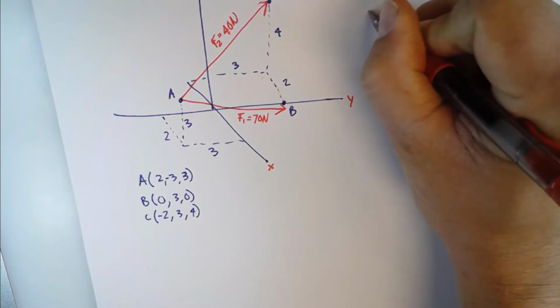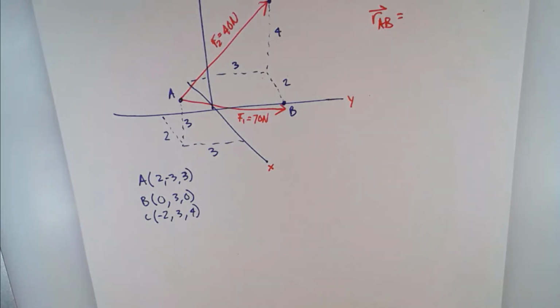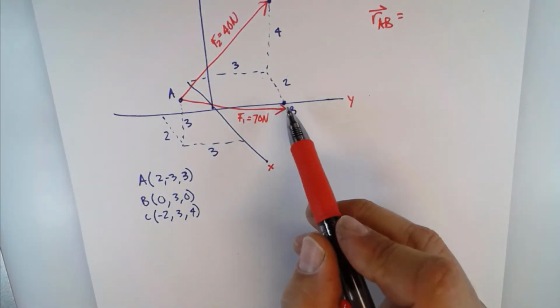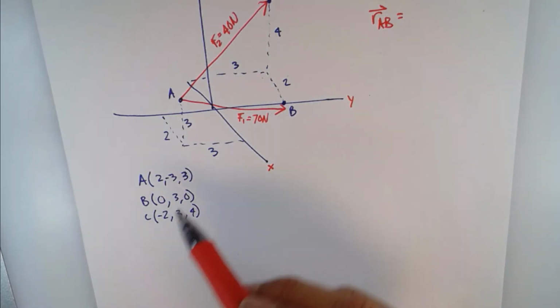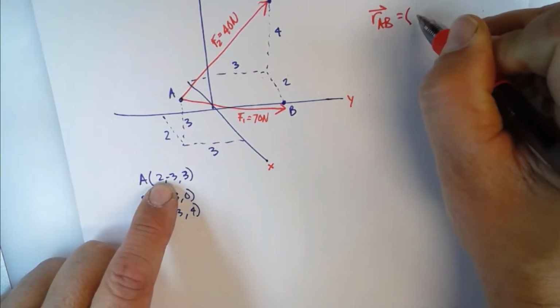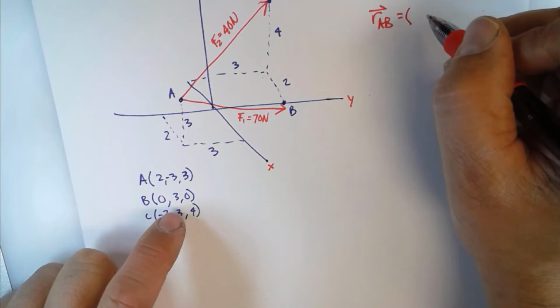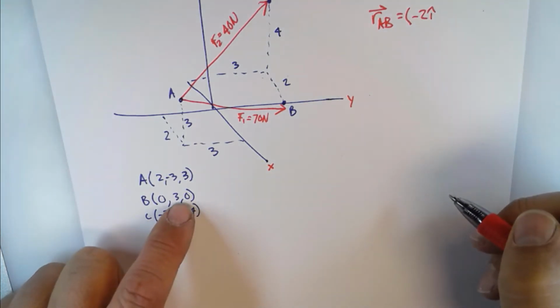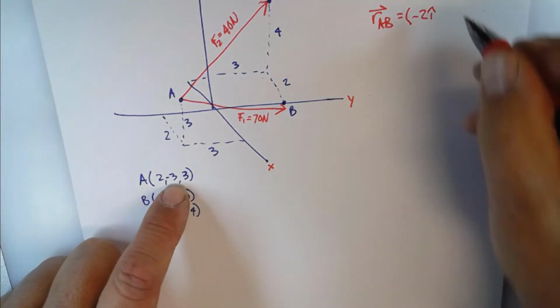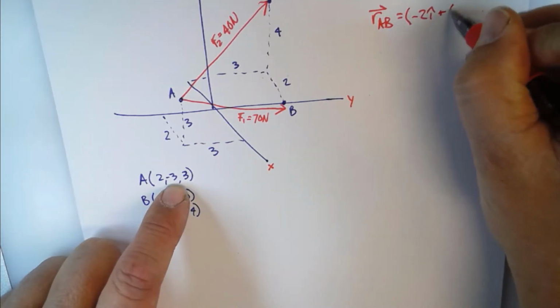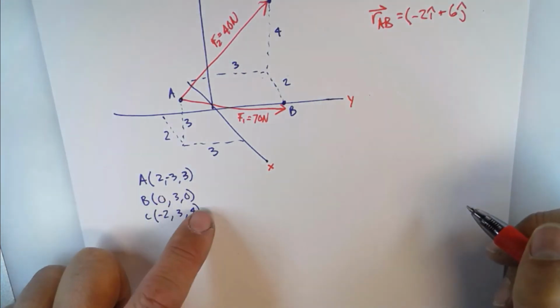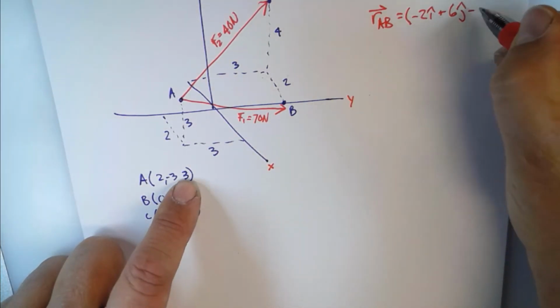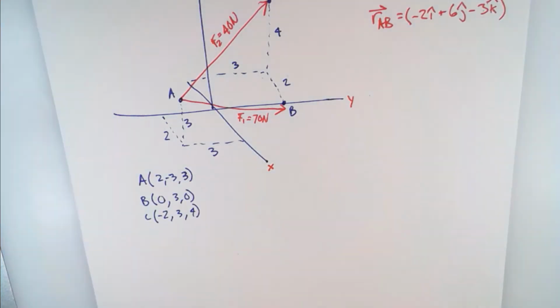Then let's do RAB. That's going to be A going to B, so I'll take the coordinates of B and subtract the coordinates of A. So I'll have 0 minus 2, so negative 2 i hat. I'll have 3 minus negative 3 plus 6 j hat. And then I'll have 0 minus 3, minus 3 k hat. Okay, those are my two position vectors.